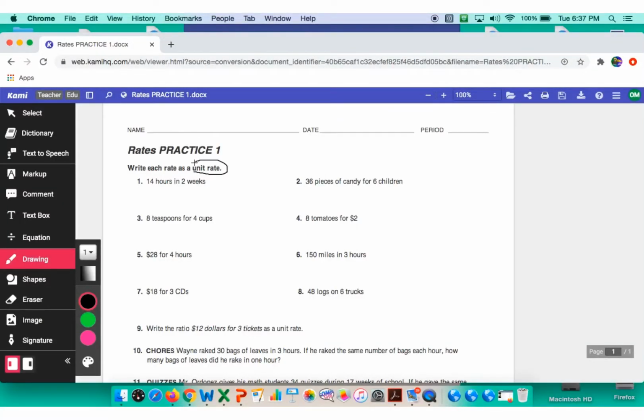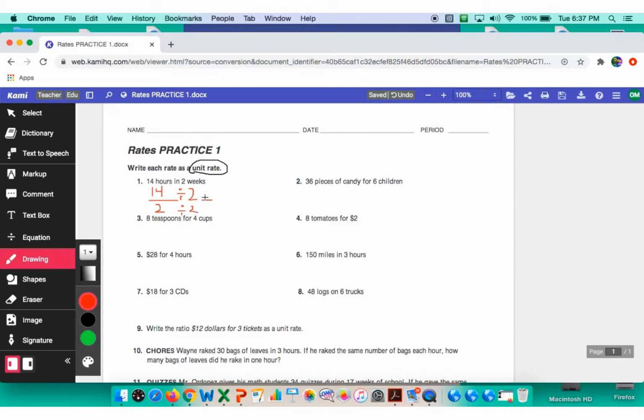Hi, you guys. It's Mr. I. I'm going to help you out with the rates practice homework number 1. So we're going to do a unit rate for number 1. It says 14 hours in 2 weeks. So you're going to make a ratio. This one is called a rate. So 14 over 2. And remember, we learned to use the bottom number, the denominator, to divide the top and the bottom with. So whatever the bottom number is, divide everything by that number.